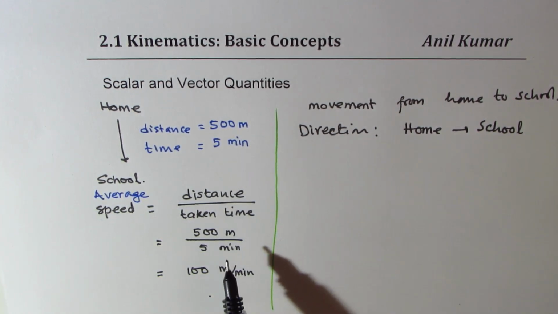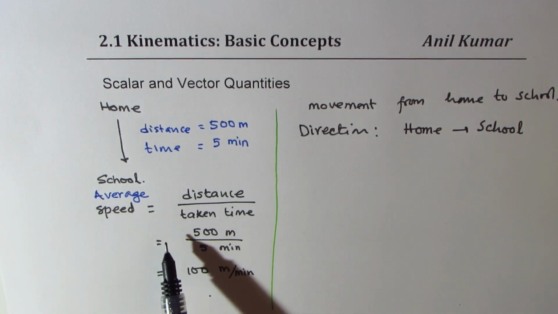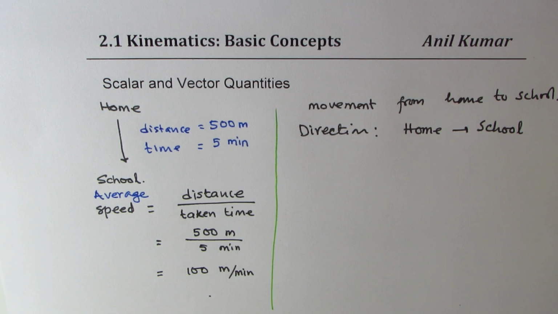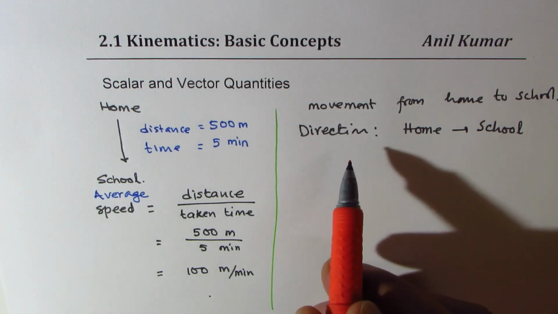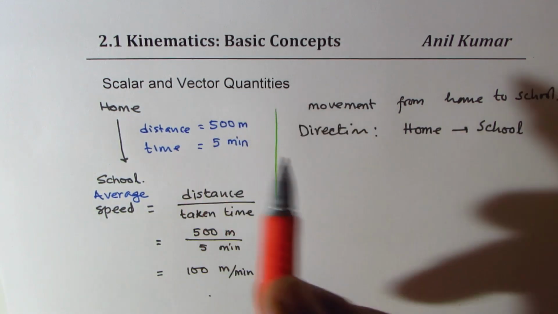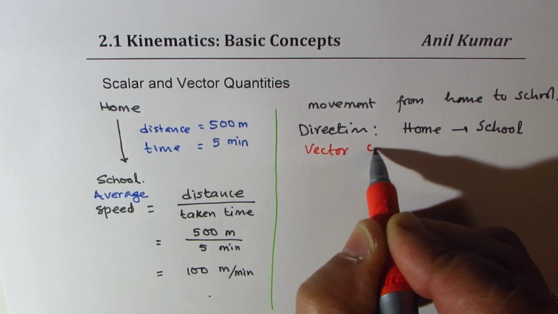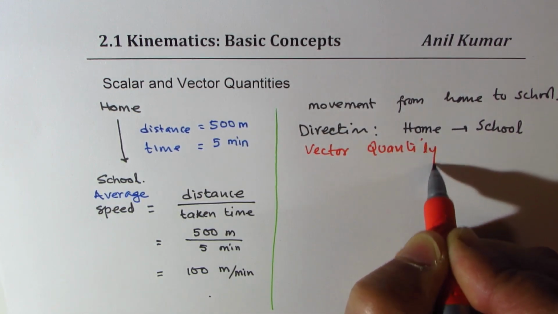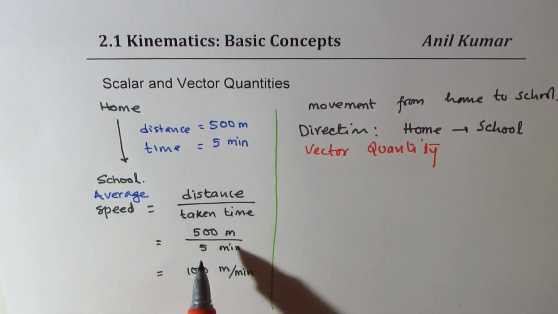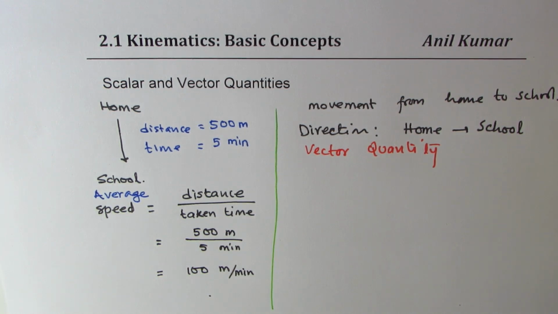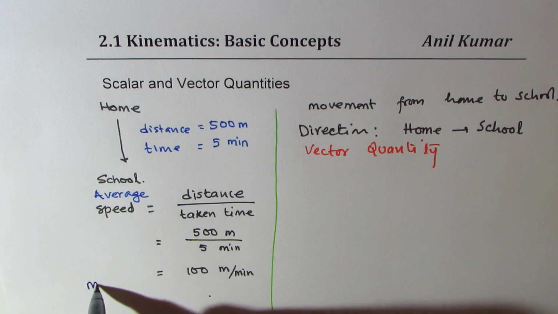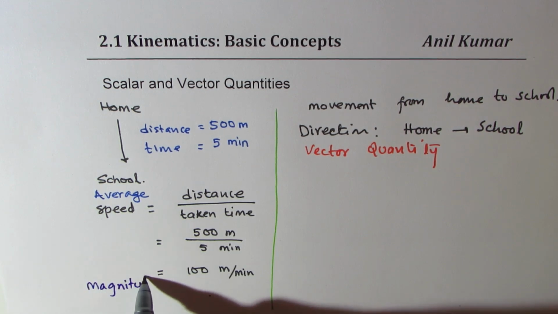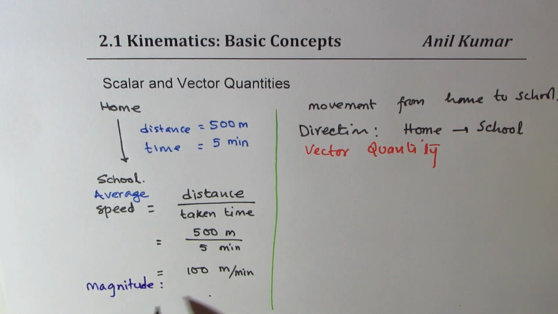So that is a major difference between what we talked about earlier and now what we're discussing. Now that leads to a different concept altogether. So when we add direction, it becomes a vector quantity. So here we did not talk about direction. We only referred to magnitude. Do you see that? So magnitude is 100 meters per minute. Do you realize that part?